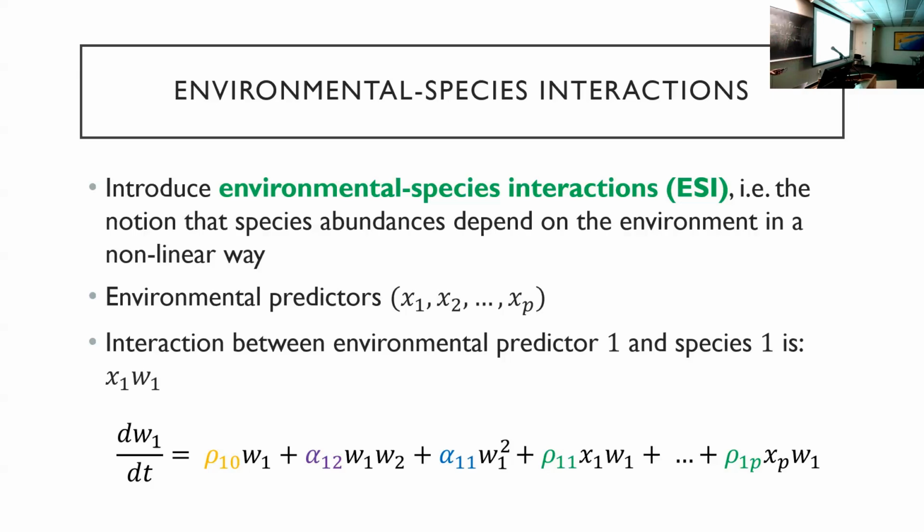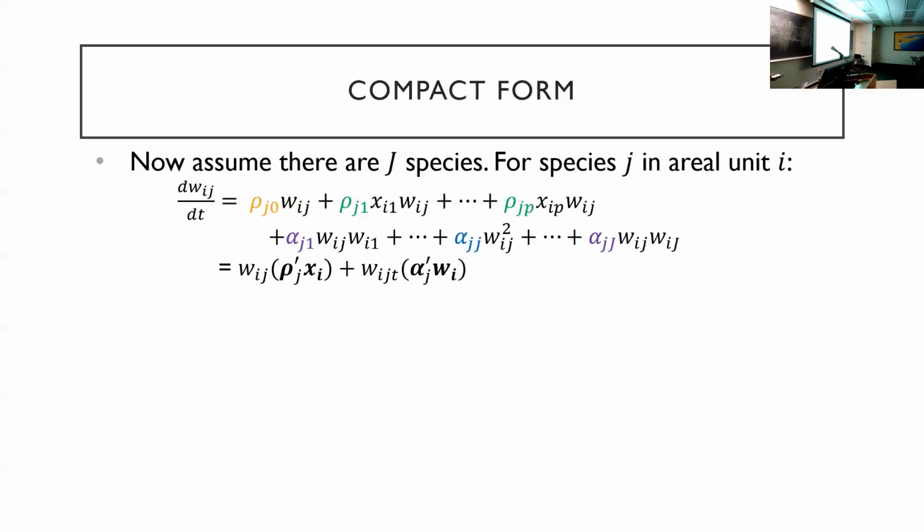Hopefully I haven't lost too many people. All this is saying is that we're trying to put in community dynamics and also environmental species interactions into this model. And so those rho terms are also other parameters that we're trying to estimate. Okay, so this is probably the most mathy slide, but it's not even really that much math.